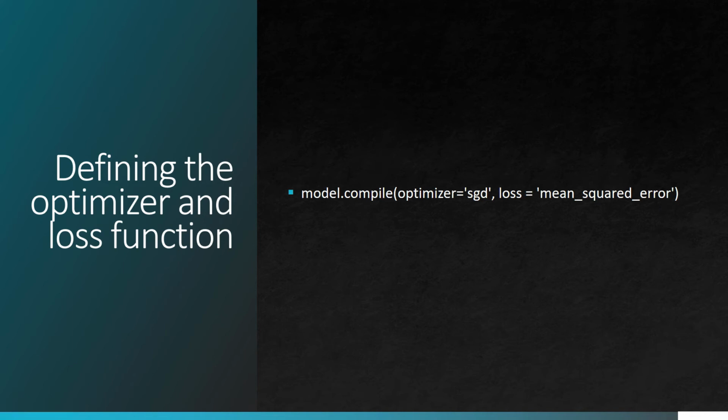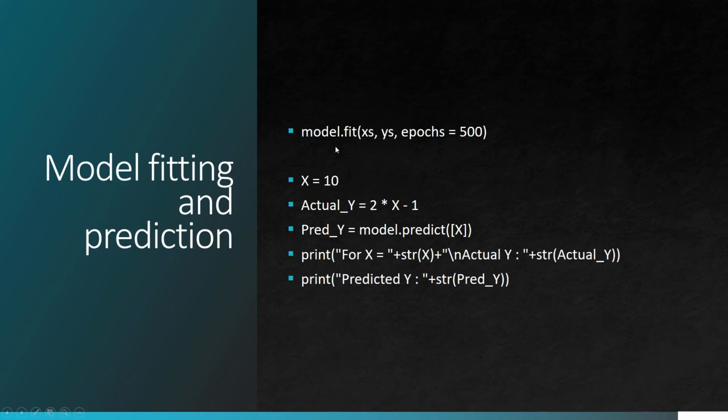After defining the optimizer and the loss, to train the model we will be using the command model.fit x's, y's, epochs equal to 500. So x and y are being given as the input and the epochs are being calculated for 500 times, and our arrays x's and y's will be traversed 500 times because epochs are equal to 500.